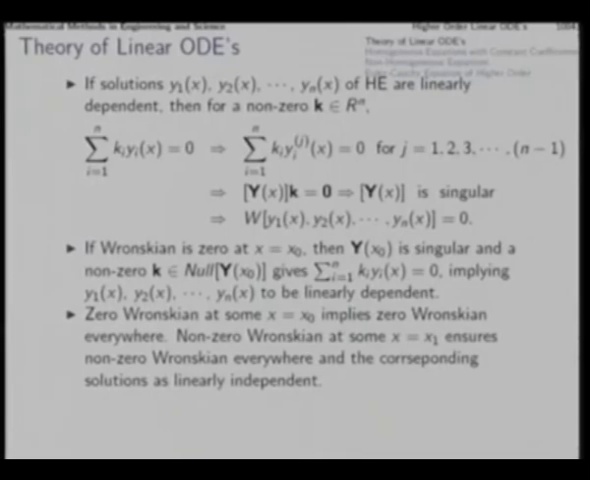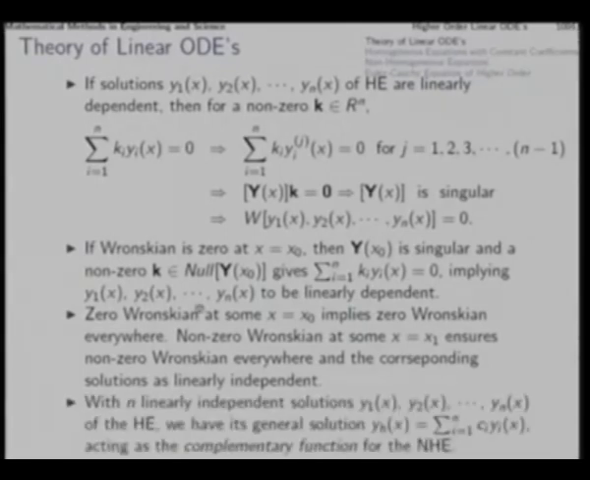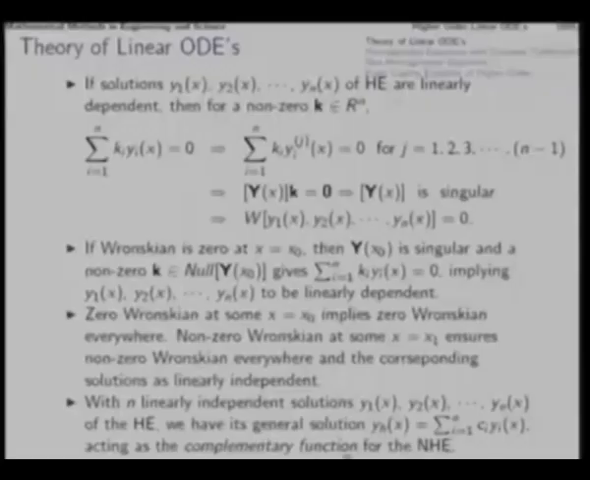So, now what do we do with those linearly independent solutions if the Wronskian is non-zero? We say that with these n linearly independent solutions of the homogeneous equation, we have the general solution in this manner, as we had for the case of second order differential equation. And this linear combination, the complete solution of the homogeneous equation, will serve as the complementary function for the solution of the non-homogeneous equation.